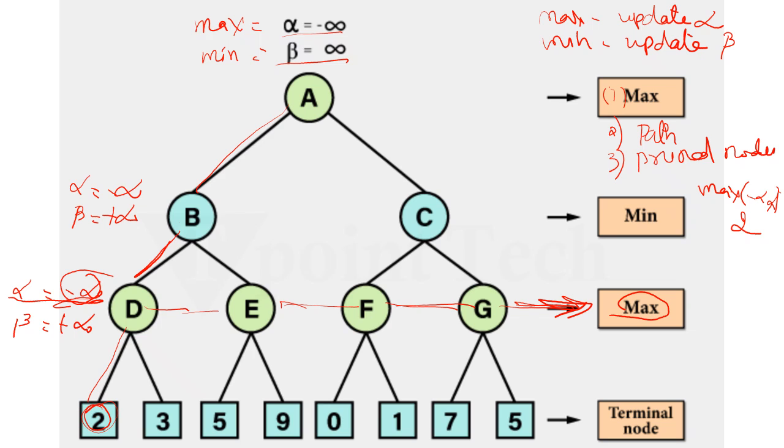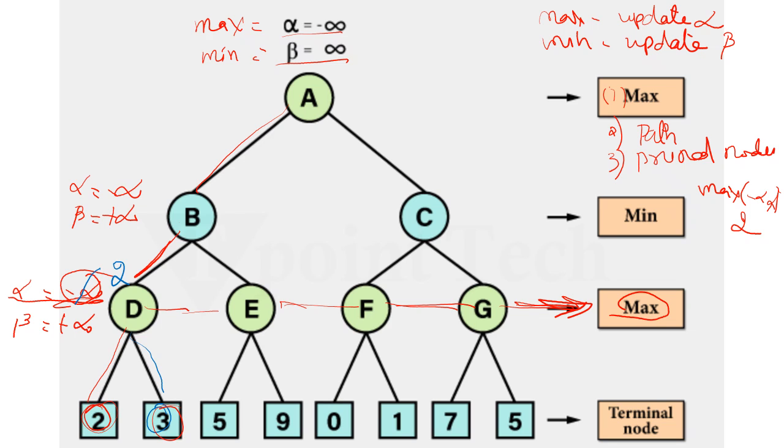So the old value of alpha is replaced by the new value 2. So now the new value of alpha is equal to 2. Next, again we have another child also, so we have to check with that child too. Next, we have to check with the rightmost child. What is the new value? Its rightmost child value is 3.